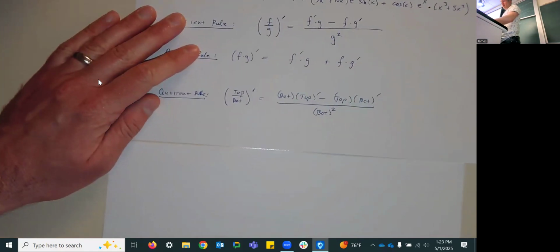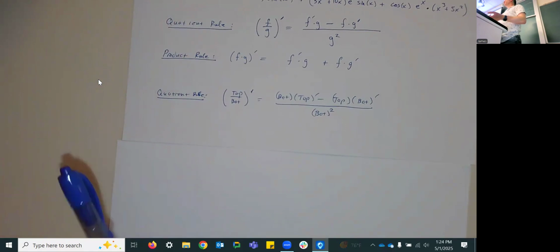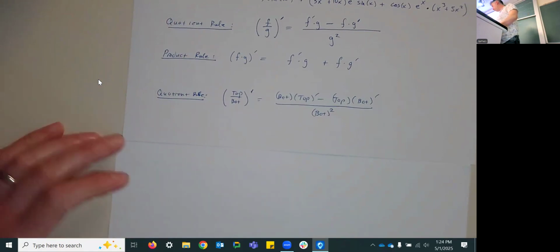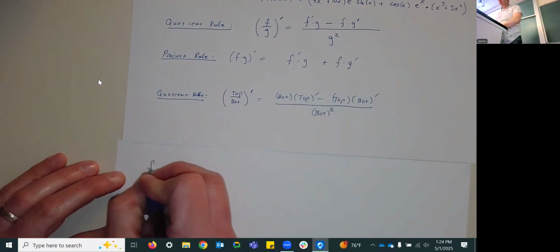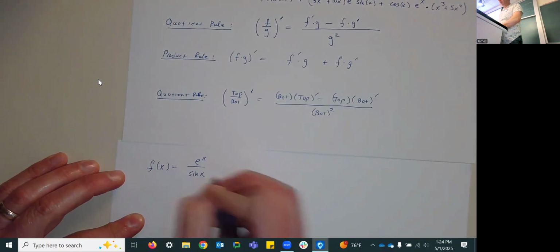So I will say also, you definitely want to memorize these rules. They're going to come up often enough. You should practice them enough until you have them memorized. Do enough product rule questions, do enough quotient rule questions so that you have learned the rule. So let's look at some examples. Let's say our function was e to the x divided by sine of x.